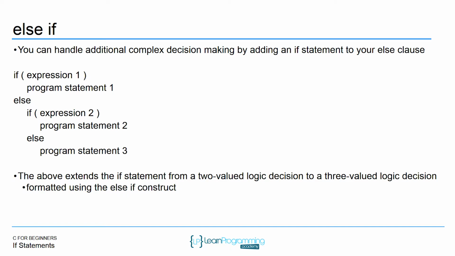Here you're asking 2 questions, and if the answer to the first is true, you execute program statement 1. Then you ask your second question only if the first question was false. And if that's true, then you execute some code, else you execute something else. So you have 3 branches here essentially, 3 separate lines of code that may be executed or may not be executed. Program statement 1, program statement 2, or program statement 3.